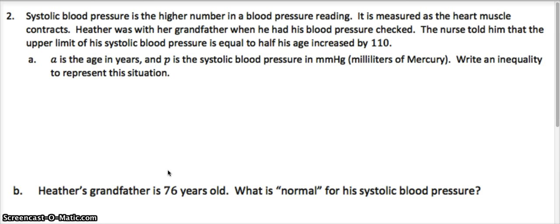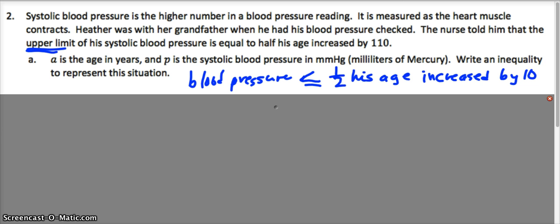So right now we're going to write the inequality. In part B, you have to solve it and then find his systolic blood pressure. Please do this and then come back and check. In words, we've got that his blood pressure should be less than or equal to half his age increased by 110, the upper limit of his blood pressure. So his blood pressure can't be any higher than half his age increased by 110, which is why I've got the less than or equal to sign.